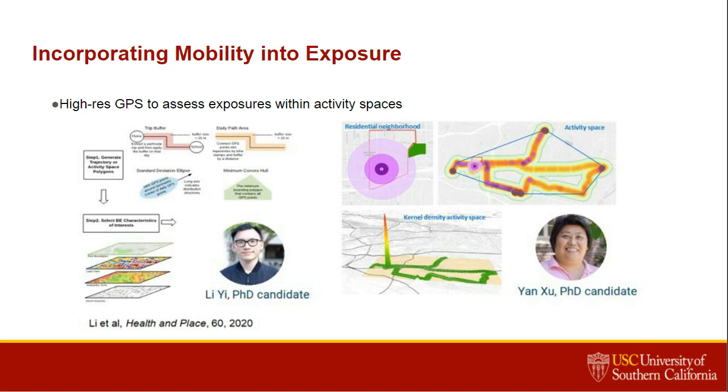within actual activity spaces. So the plot on the left here is work by Lee, which is a nice paper he published reviewing these methods if you're interested. And the work on the right is by Yan Xu, who's my PhD student in spatial sciences. So there we're showing that instead of using, let's say, the typical residential neighborhood approach where you might see where someone lives and draw a circle around that, we can actually use the GPS track itself to follow people along in terms of where they've been and understand exposures within those spaces.